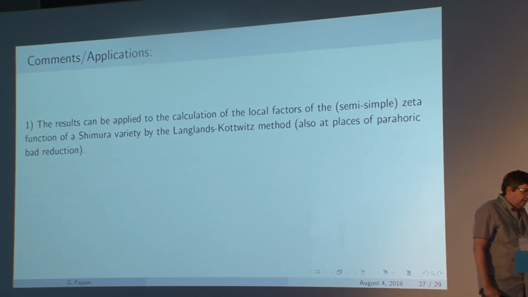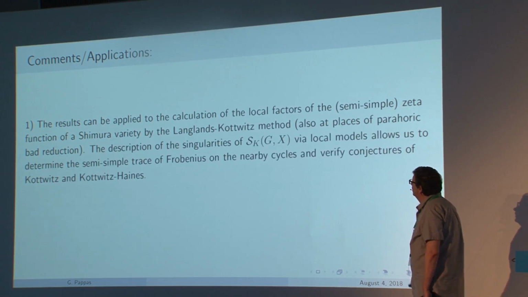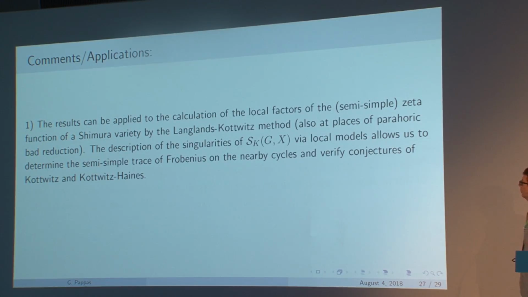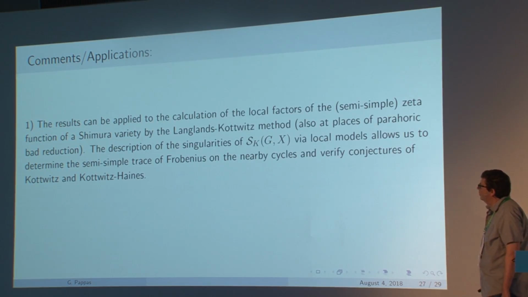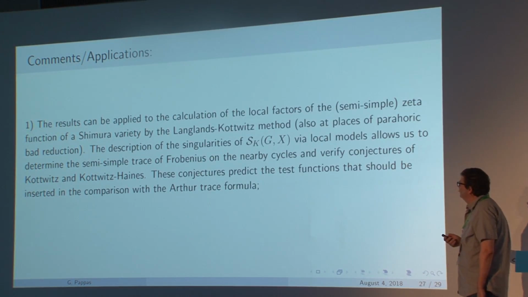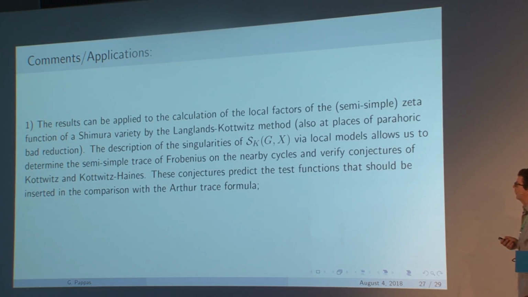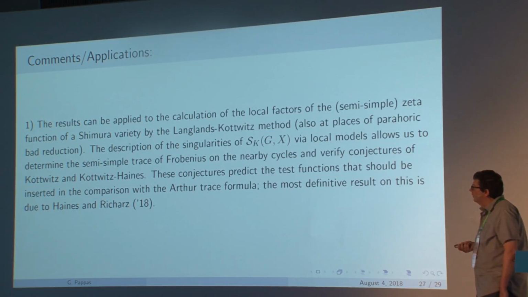So the first comment is that now you can make a little bit of headway towards calculating the local factors of the zeta function at a place of parahoric bad reduction. This is a very complicated project, and maybe it's not entirely the way to go every time, but still. So the description of the singularities gives you a way to calculate a semi-simple trace of Frobenius on the nearby cycles and verify conjectures of Kottwitz and Kottwitz-Haines. And these conjectures predict, I'm just reading at this point, the test functions that should be inserted in the comparison with the Arthur-Selberg trace formula. And the most recent result is due to Haines and Richarz that do this.